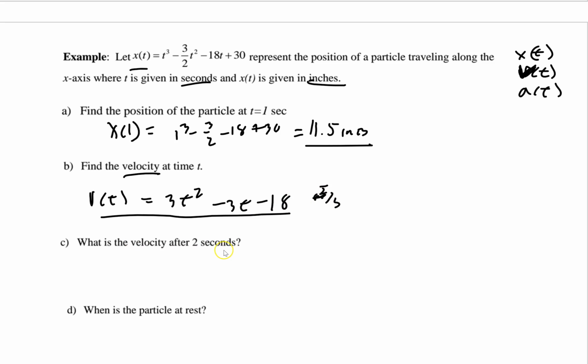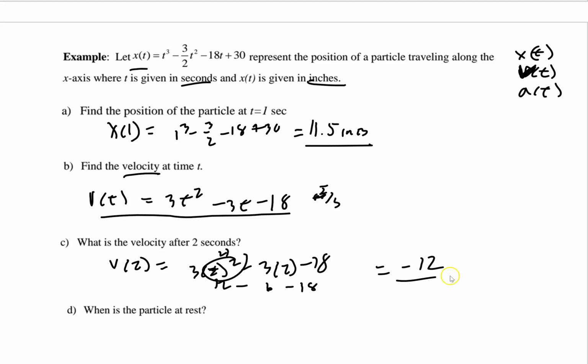What is the velocity after 2 seconds? Well, we have the velocity function. Just plug it in. Velocity of 2 is 3 times 2 squared minus 3 times 2 minus 18. Do that first: 4 times 3 is 12, minus 6, minus 18. So negative 12 inches per second. So at 2 seconds, you're moving to the left at negative 12 inches per second. This means you're going this way.